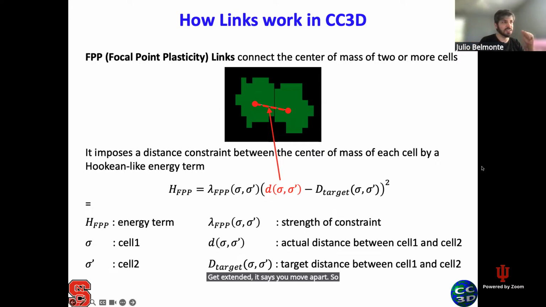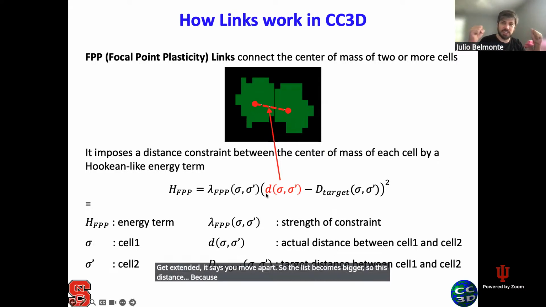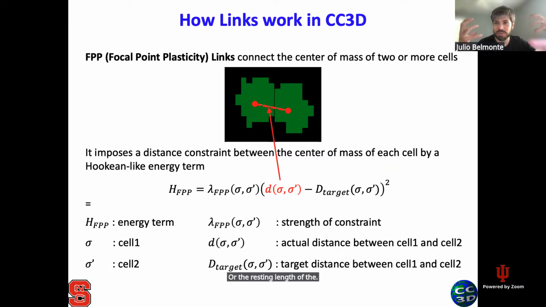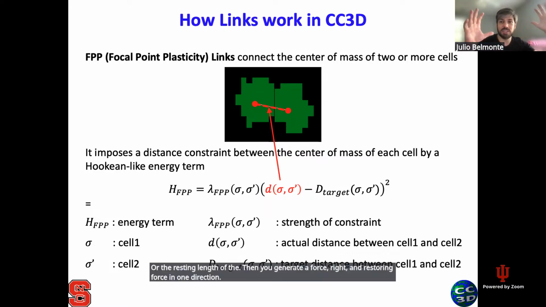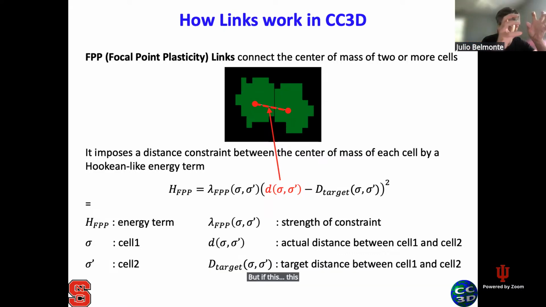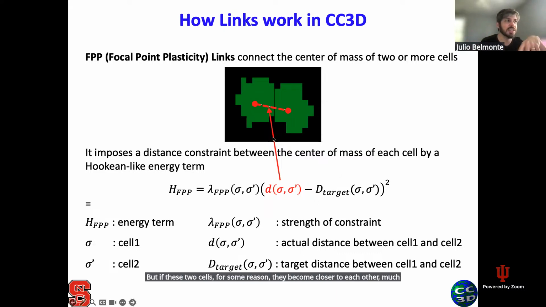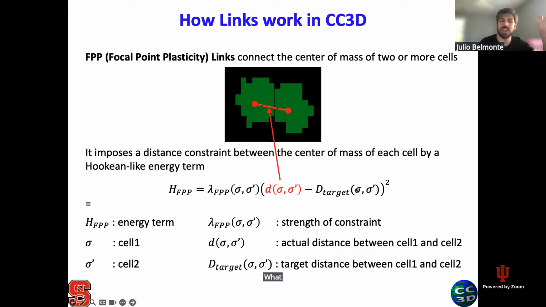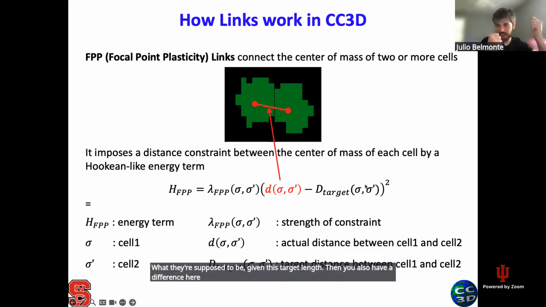So if this distance becomes bigger than the target, or the resting length of the link, then you generate a force, right? A restoring force in one direction. But if these two cells, for some reason, become closer to each other, much closer than they're supposed to be given this target length, then you also have a difference here, and you're creating a restoring force in the opposite direction that will drive the two cells apart.